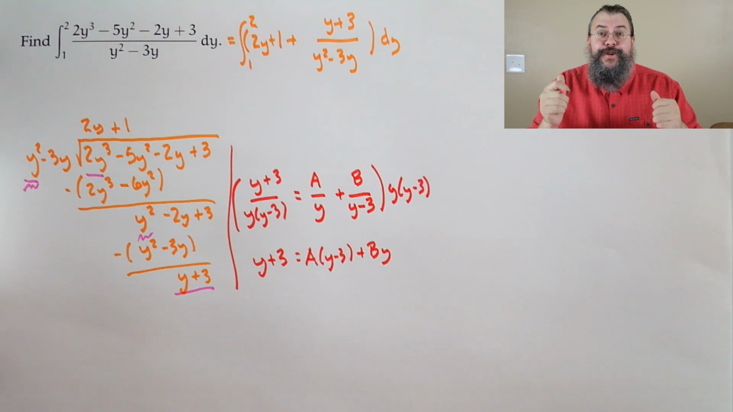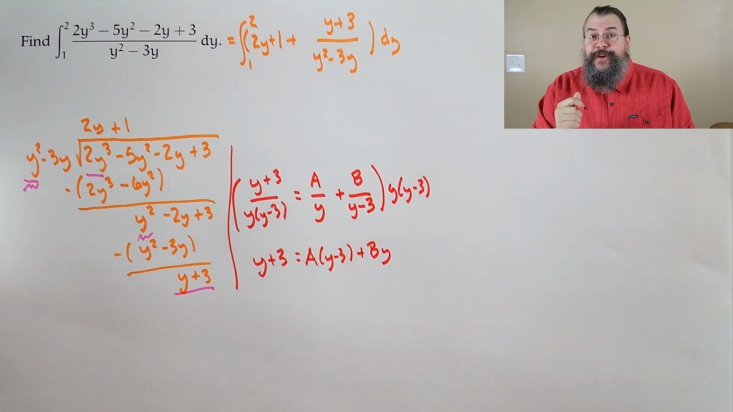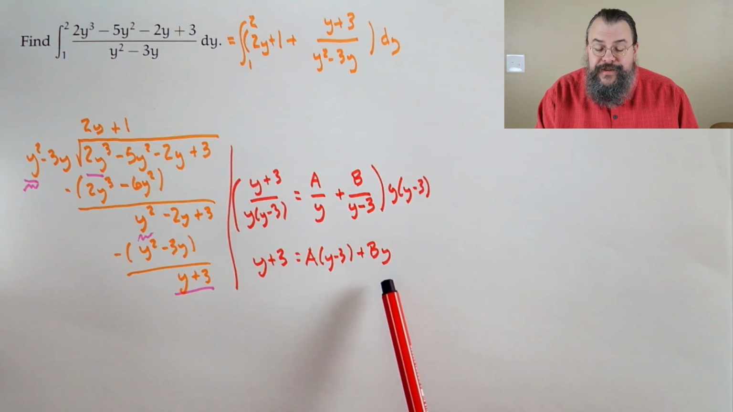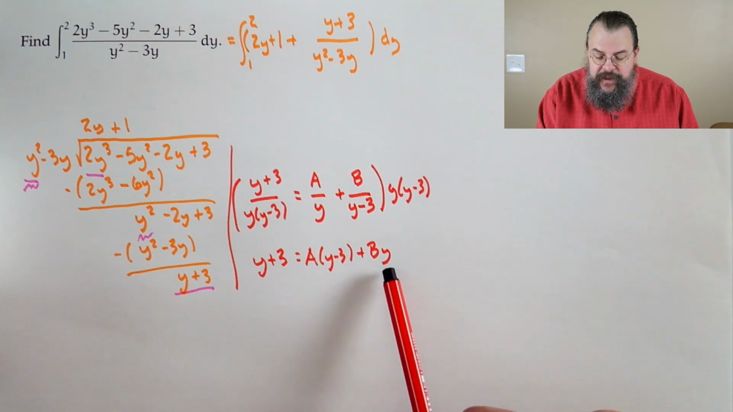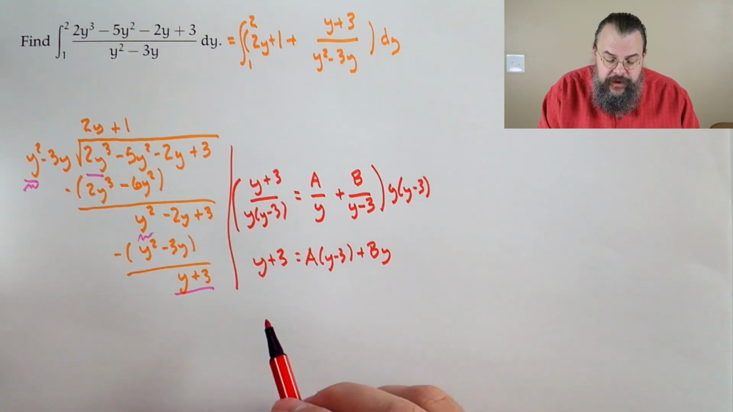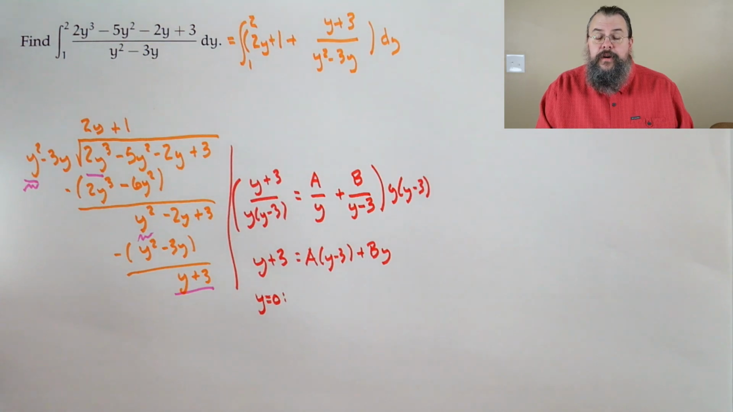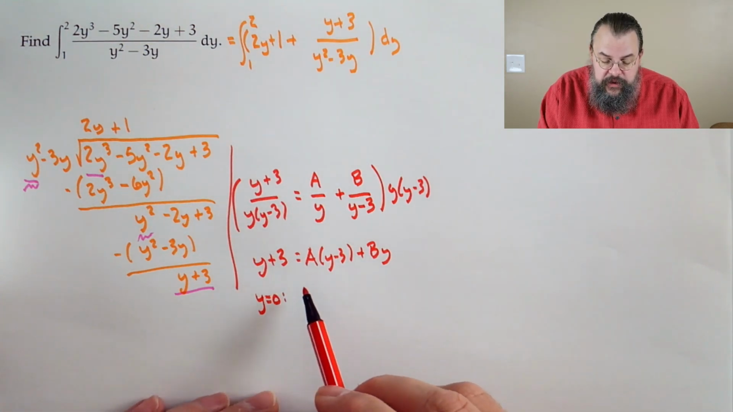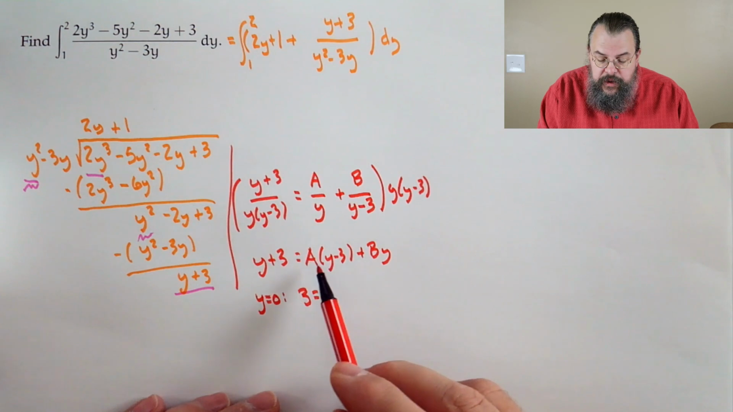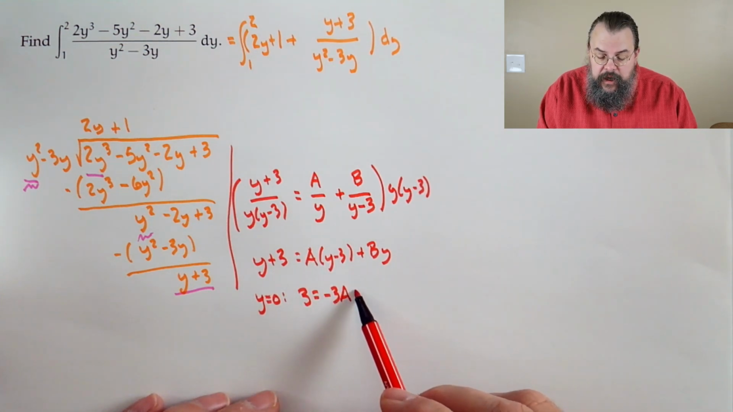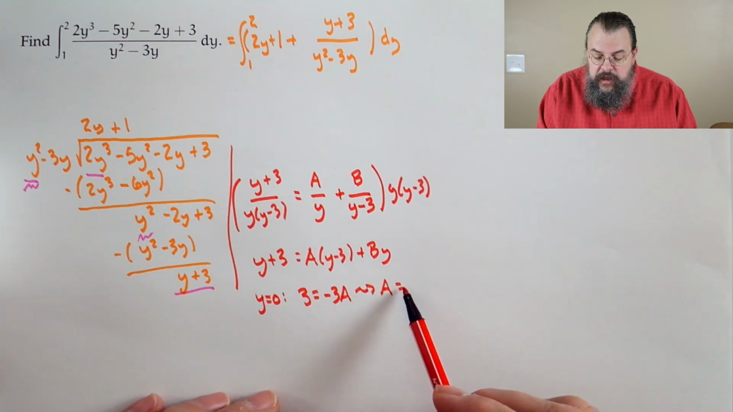So, let's choose. But remember, choose wisely. For a good choice brings us closer to the answer, a bad choice takes us further from it. What's a good choice? I think 0 is a great choice, right? Because I see if I plug in 0, that's going to knock the last term out. So, choose y equals 0. All right, great. Well, what does that tell us? Well, it tells us that 3 is equal to minus 3 times A. And then that term drops out. All right, well, that tells us A is minus 1.